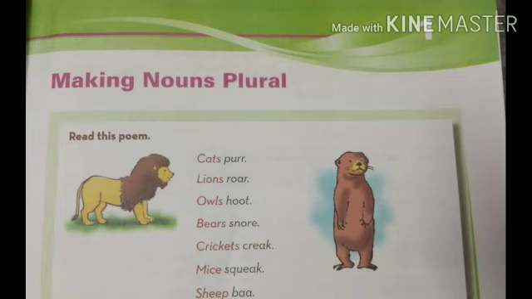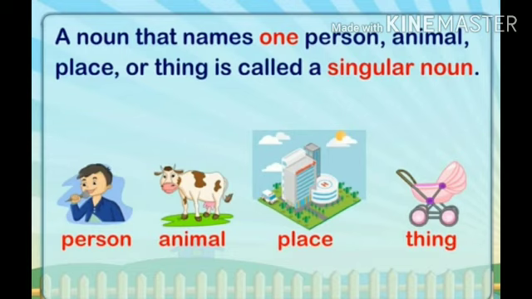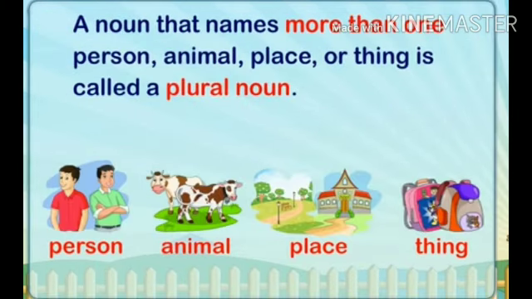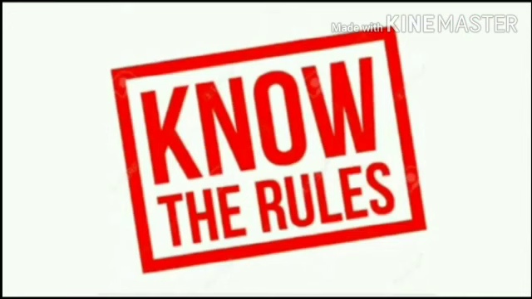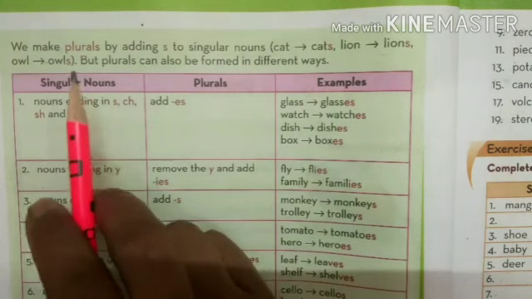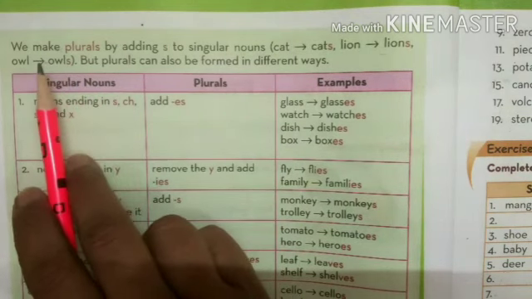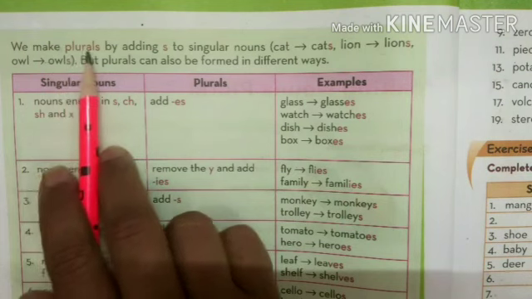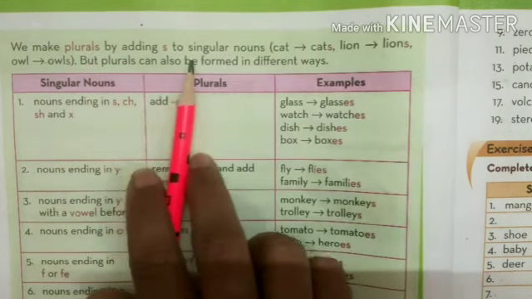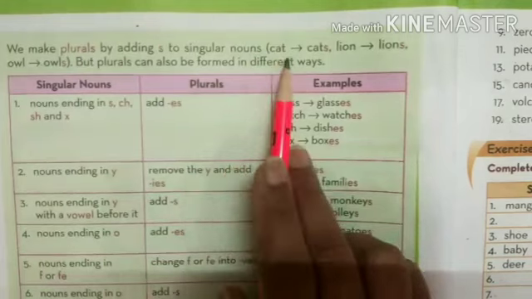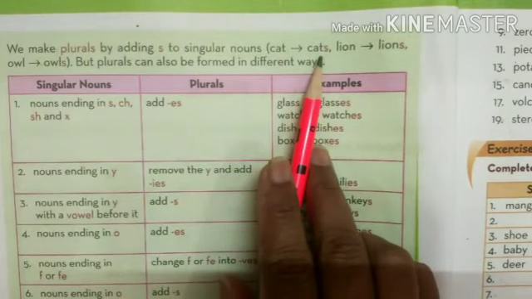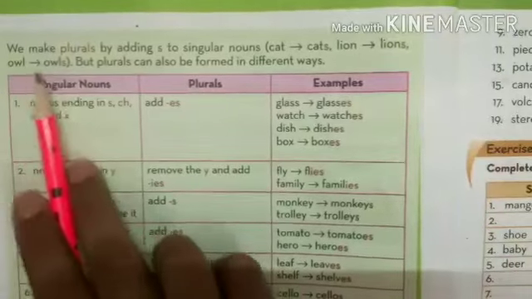So before starting, let us quickly revise. A noun that names one person, animal, place or thing is called singular noun. A noun that names more than one person, animal, place or thing is called plural nouns. Let us revise the rules again. Now, let us revise the rules from our textbook. Here it is written, we make plurals by adding s to singular nouns. Example, cat becomes cats by adding s, lion, lions, owl, owls.